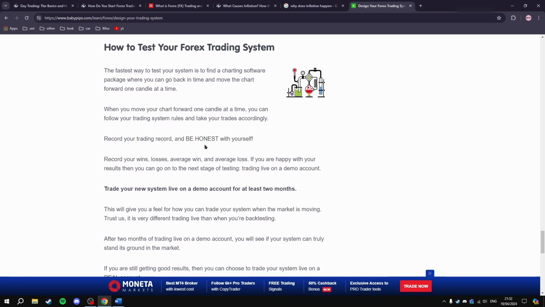Record your trading records and be honest with yourself. Record your wins, losses and average win and average losses. If you're happy with your results, then you can go to the next stage of testing, trading live on a demo account.